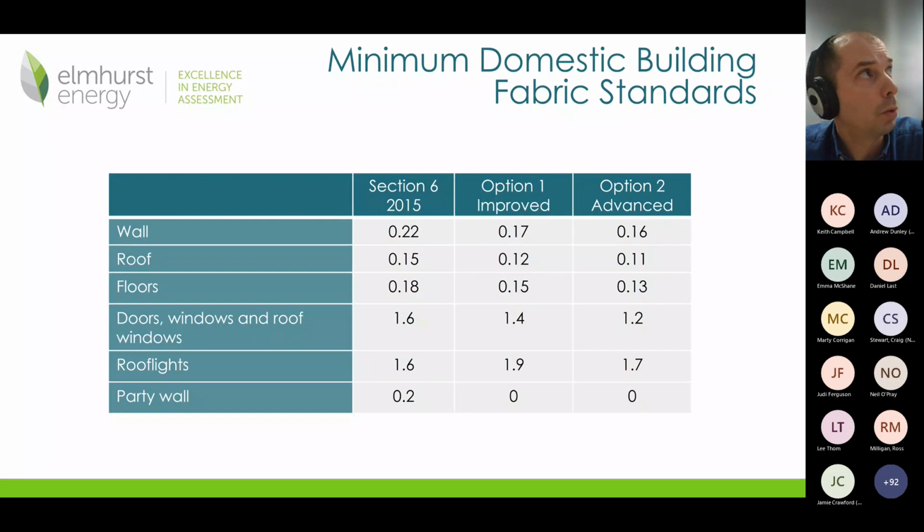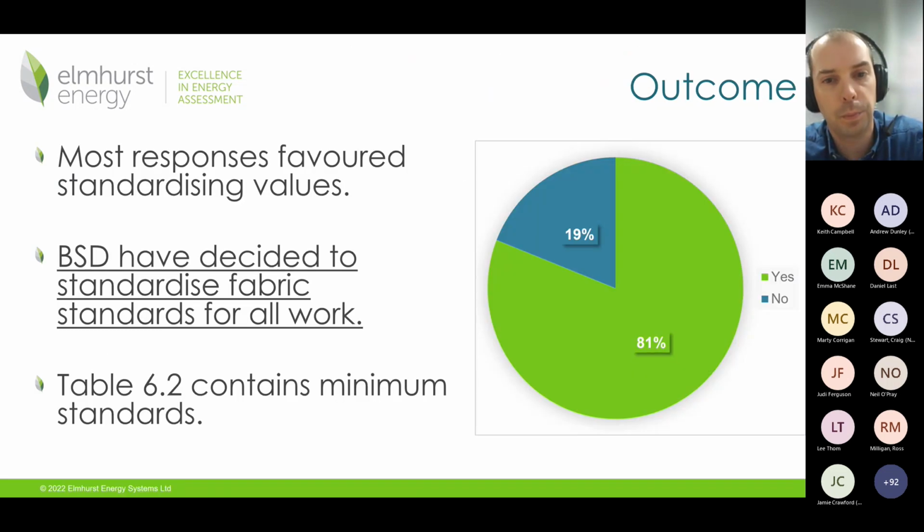We've already looked at option 1 and option 2. We know they went with option 1, but also there was a proposal to sort of standardize option 1 for all types of work rather than just new dwellings. So if you built a new extension, for example, your wall would still have to achieve 0.17, whereas in the previous Section 6, it had different standards to meet. That got quite a lot of support. So BSD did decide to take that on. So there is only one set of standards now for our thermal elements.